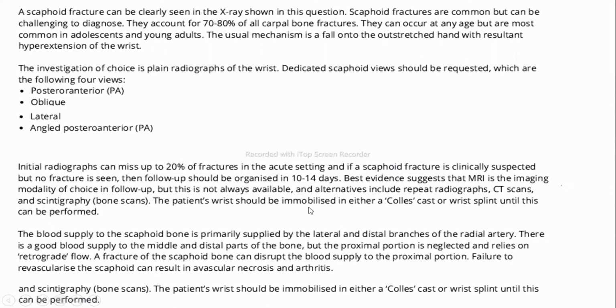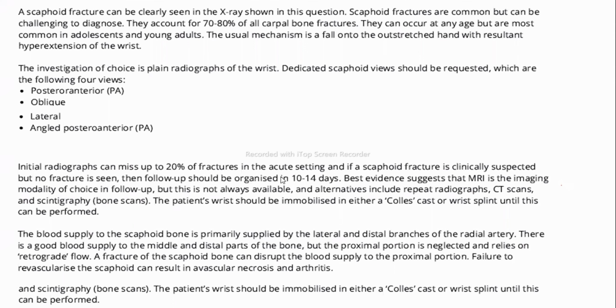The patient's wrist should be immobilized in which cast? Colles cast or wrist splint. So if they said in the exam the patient is waiting for scintigraphy bone scan, what is the next action? Colles cast, because it's not available, right? So the patient's wrist should be immobilized in a Colles cast or wrist splint.